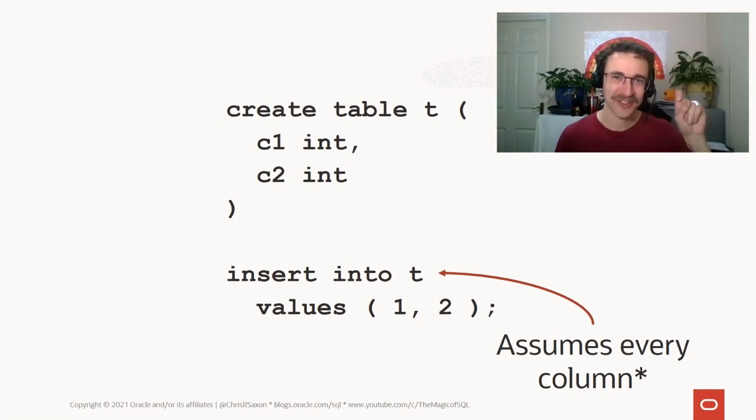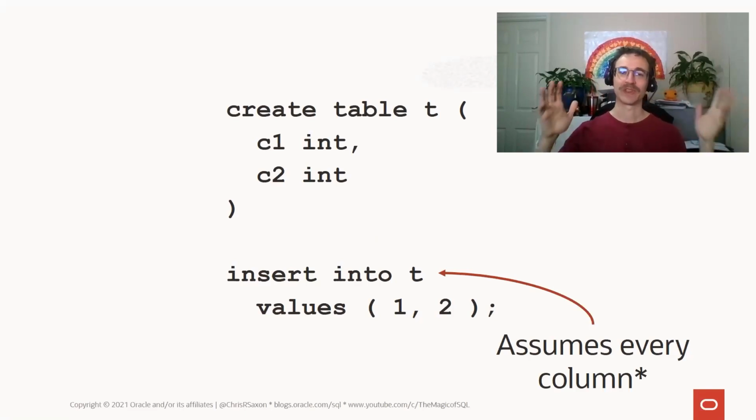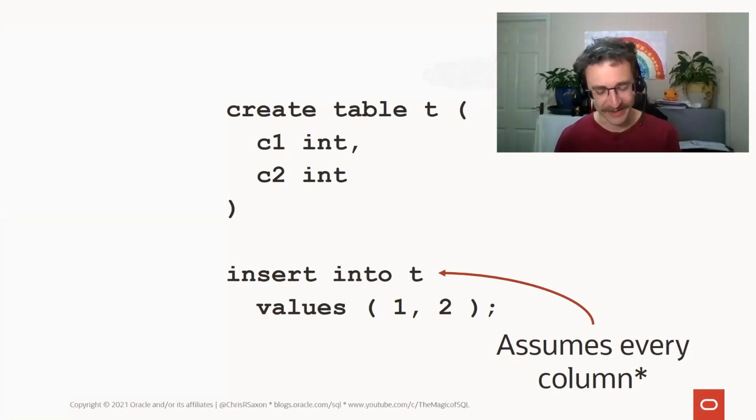Now, I put a little asterisk there. I'll come back to exactly why there's an asterisk in a bit more detail. But basically, when you've got an insert without a column list, you're providing values for every column in the table. This is a bad idea.